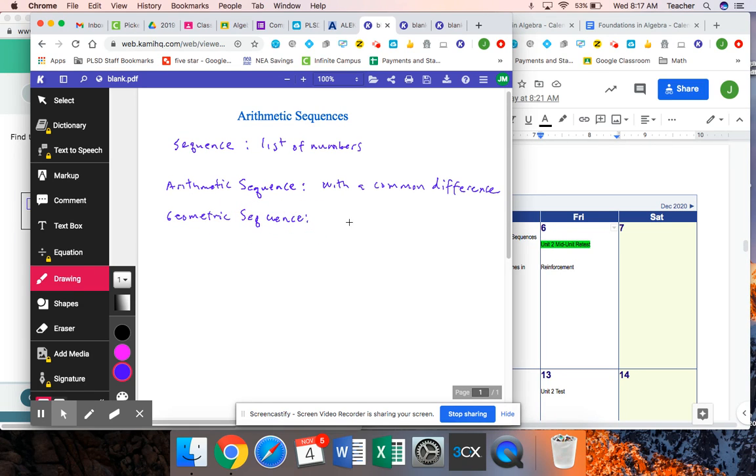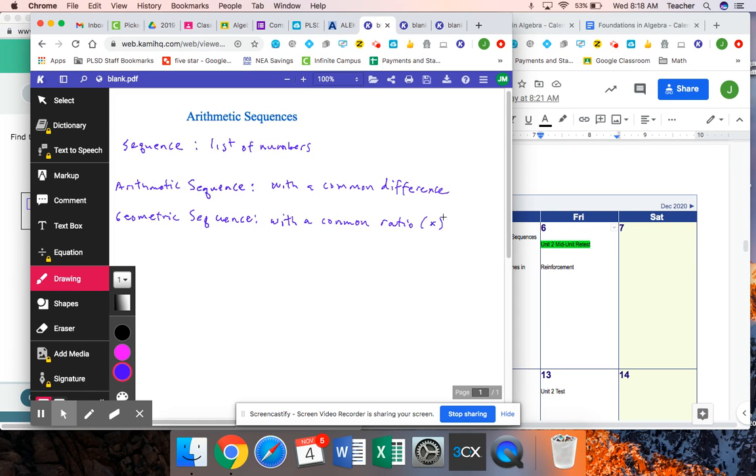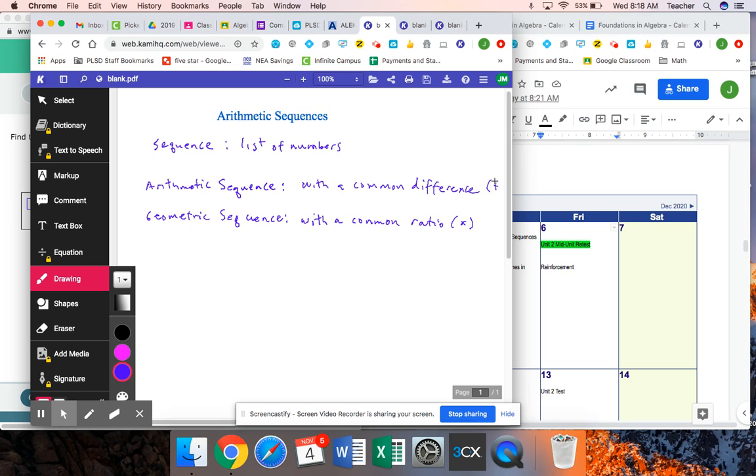A geometric sequence is when you have not a common difference, but a sequence with a common ratio. So with a ratio, you're multiplying some stuff. When there's a common difference, you're not really multiplying stuff, you are adding stuff. Okay? It's better when I do an example. We are going to focus on arithmetic sequences, but I wanted to let you know about geometric.